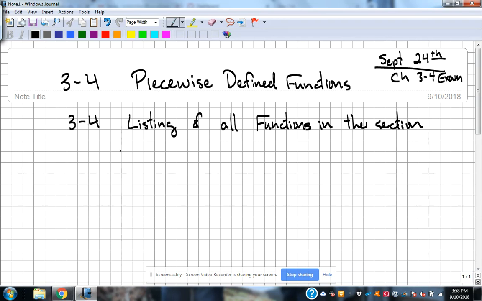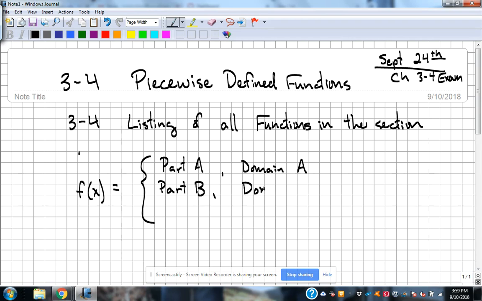So piecewise defined functions. A piecewise function has parts, and I'm just going to call that part A, and then they'll list you a domain for part A, and they'll tell you what x's that works for. And then they'll have a part B, and then they'll list the domain that part B applies to. And then it might have a part C, and then they would list the domain for that. Okay, so they're going to tell you the domain for each part.